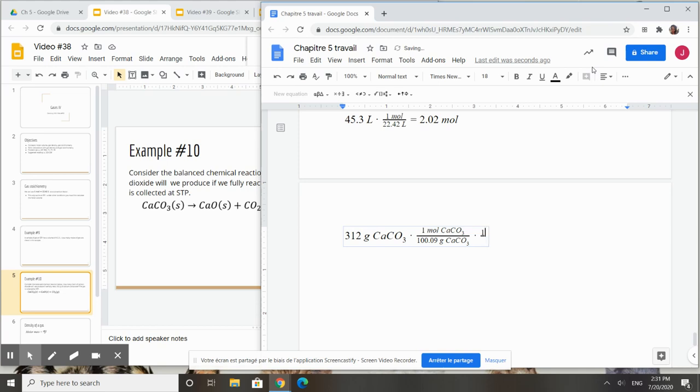When I go to the balanced chemical equation, I see that there's 1 mole of CO2 produced for every 1 mole of calcium carbonate. And then the part that is new, since this is at STP, I can assume that it is 22.42 liters of CO2 for every 1 mole of CO2. Put this in my calculator, round to 3 significant figures, and I got 69.9 liters.